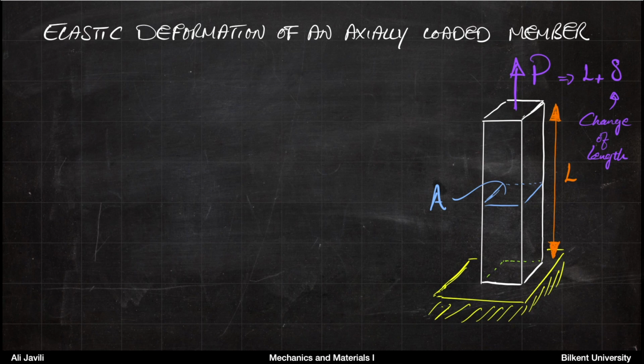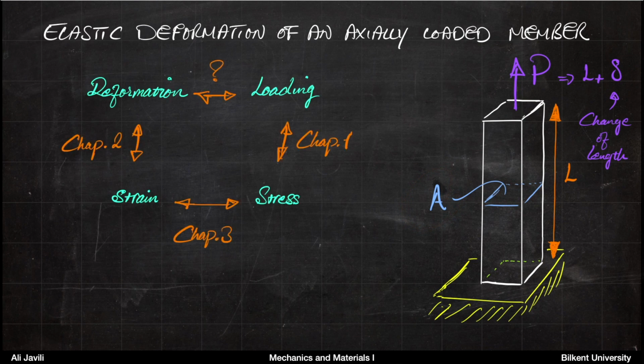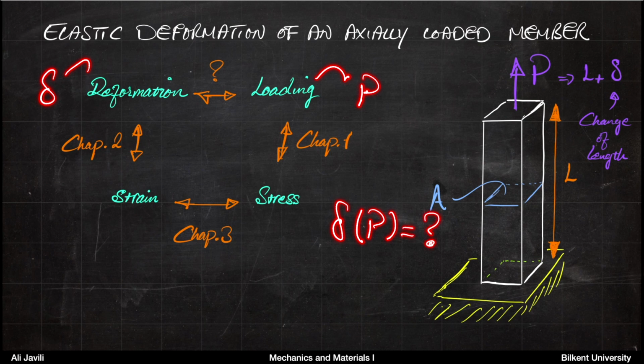Now, under the influence of P, we will see a change of length delta. So delta would be the change of length of the bar, and assume that the bar has the cross-sectional area A. We want to analyze this problem in the spirit of the figure that we have talked about so many times, the big picture of mechanics. If you remember, we always said we want to find a relation between deformation, here delta, and loading, here P. So we are asking, what is delta as a function of P? This is what we want to know.